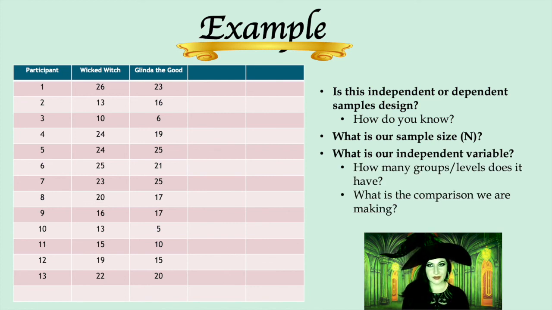What is our independent variable and how many groups or levels does it have? Well, clearly our independent variable is the speech. Was it my speech that was more effective or was it Glinda's speech that was more effective? And so we have two groups. The comparison that we are making is in ratings or evaluation of the two different speeches to see who will be the more effective leader. And so our dependent variable in this case would be the ratings for our speeches.